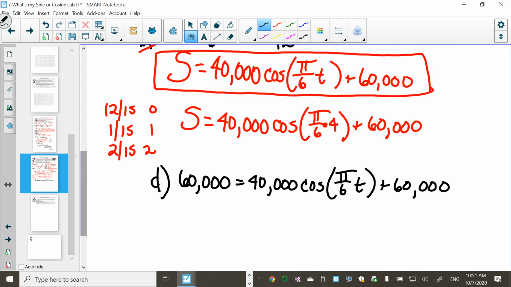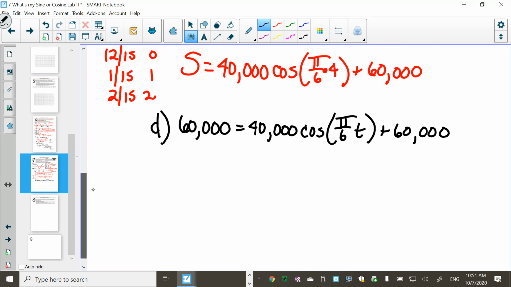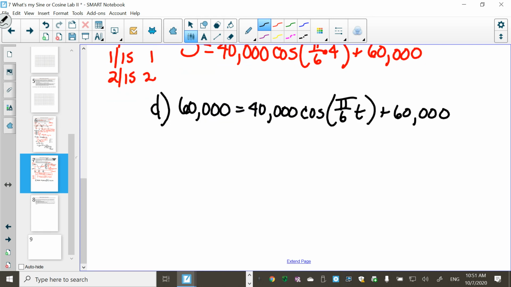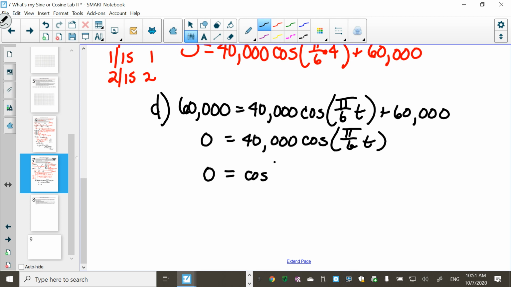Again, do all your normal math first. When I subtract 60,000 from 60,000, I get a whopping 0 here. Then if I take 0 and divide by 40,000, I get another whopping 0, which makes our equation pretty nice: 0 equals cosine of pi over 6t. Now the t is inside, so I have to take the inverse cosine of both sides.